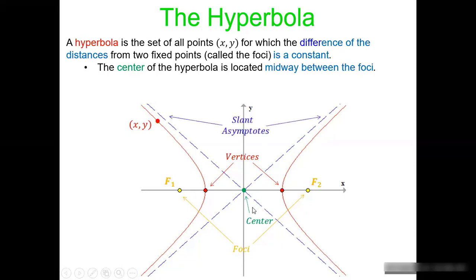Now what we should recognize is that hyperbolas, unlike circles and ellipses, have slanted asymptotes that this red graph is going to get close to as it extends out to positive infinity and negative infinity.